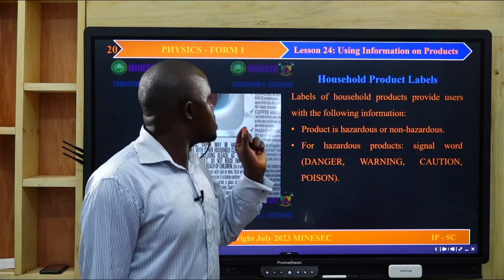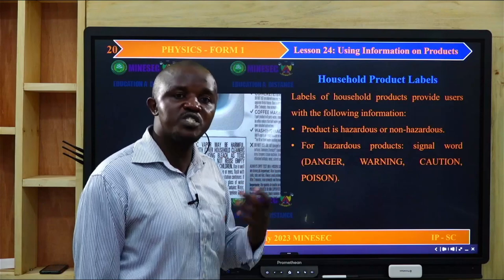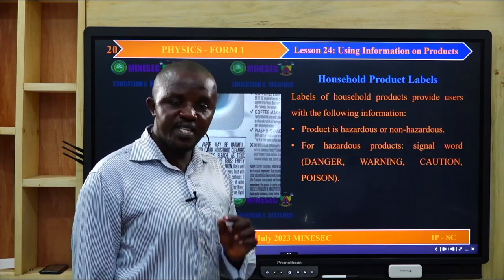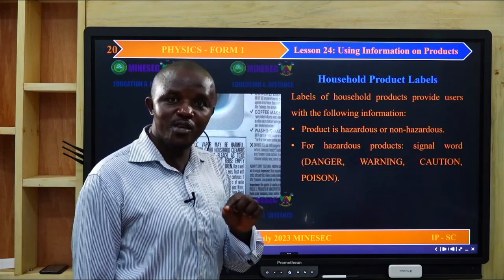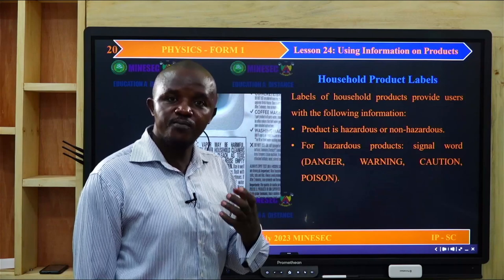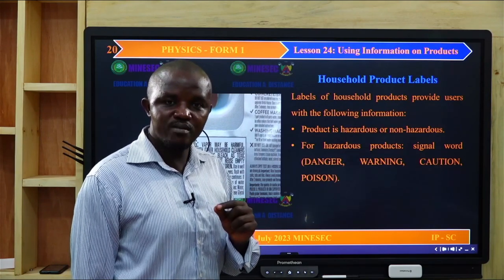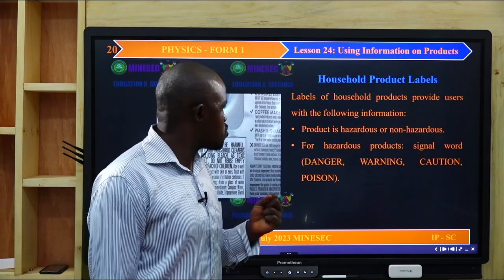So the labels of the products that we have in our houses provide us with key information. If you take any product, say food you plan to eat, go through it. Whether it's a yogurt or any food, or a drink, check. There is information on it that might allow you to either continue to consume it or not to consume it.